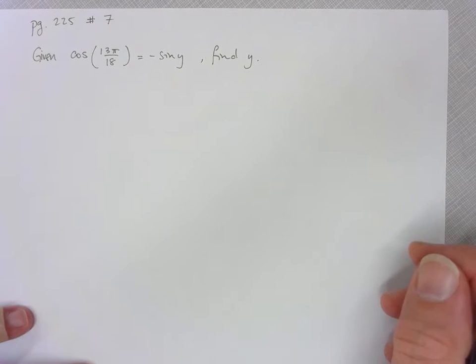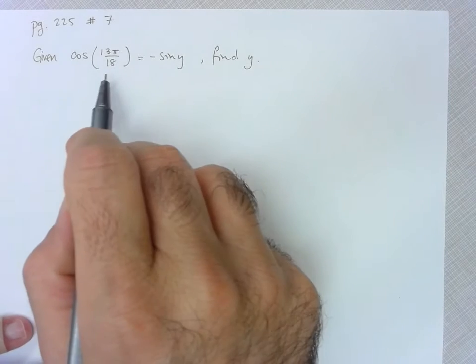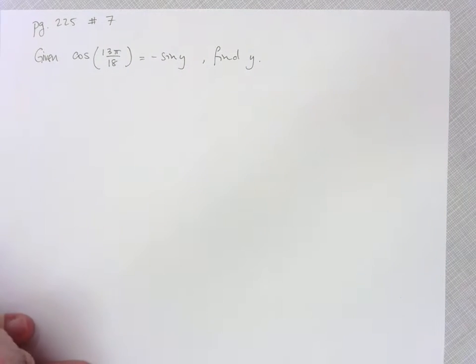Hi folks, we're going to take a look at page 225, number 7. This is a question that's similar to a couple of your homework problems. They're giving us this equation and they want us to find the value of the angle y. Now, they actually give us some hints, but let's see if we can figure out where we should be going with a question like this.